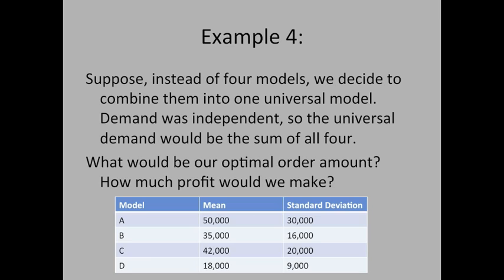Okay, let's have some fun here. Instead of offering these four different computers separately, we decide to combine them into one universal model. Demand was independent, so we don't have to worry about issues with regard to correlation. Also, the universal demand will be the sum of all four in this case. Given this, what is our optimal order amount, and how much profit would we make?